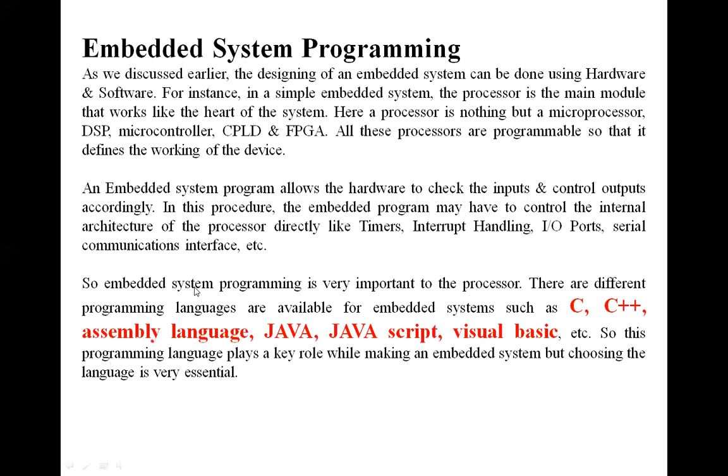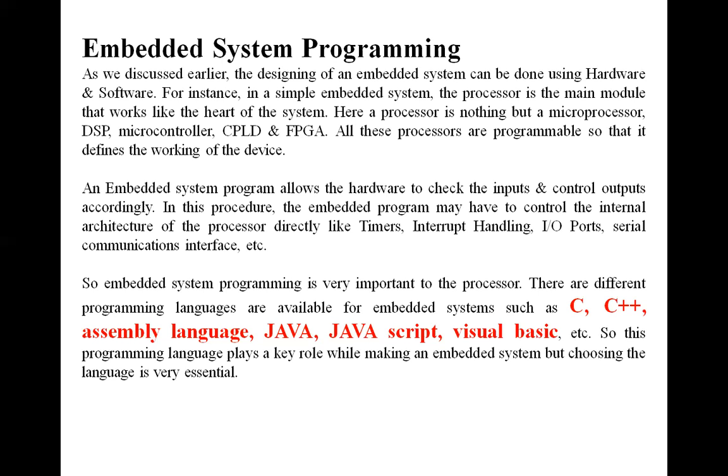Now here I would like to tell you how embedded system programming is done. As we have discussed earlier, the design of an embedded system can be done using hardware and software, right? Whenever you talk about an embedded system, actually it is a synchronism between the hardware and software. Here, for instance, in a simple embedded system, the processor is the main module that works like the heart of the system, right?